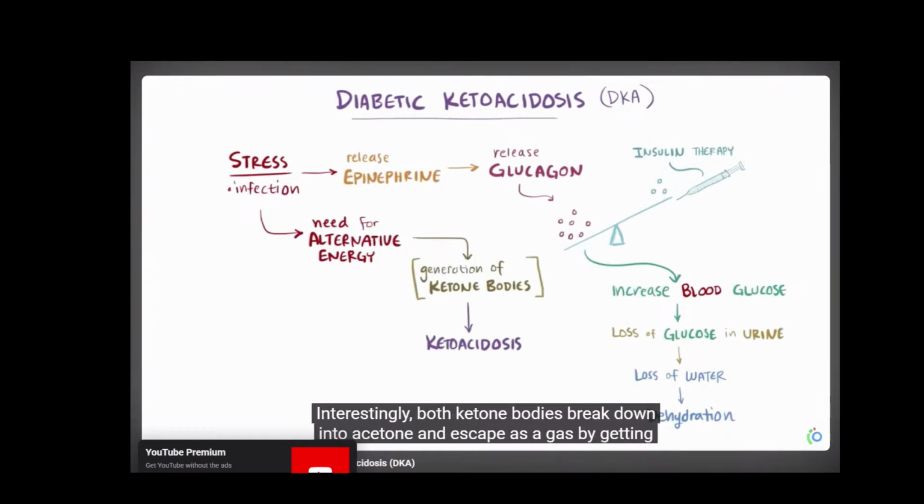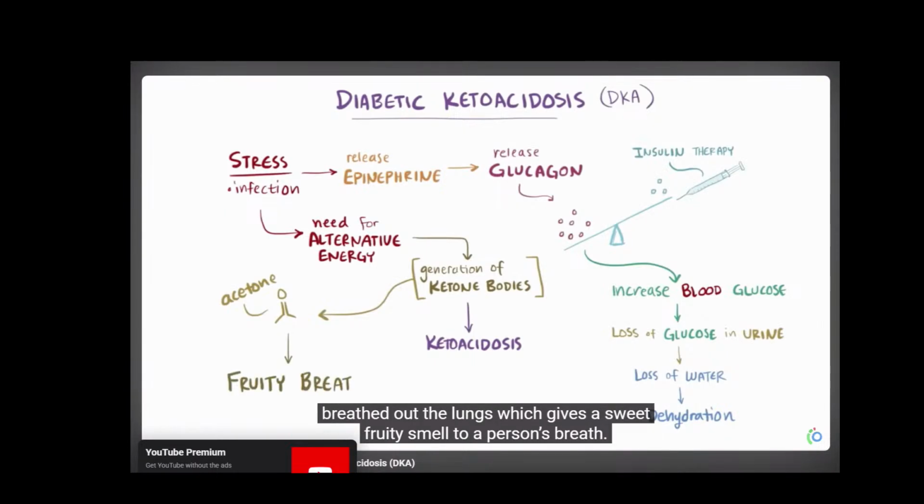Interestingly, both ketone bodies break down into acetone and escape as a gas by getting breathed out the lungs, which gives a sweet, fruity smell to a person's breath. In general, though, that's the only sweet thing about this illness, which also causes nausea, vomiting, and if severe, mental status changes and acute cerebral edema.